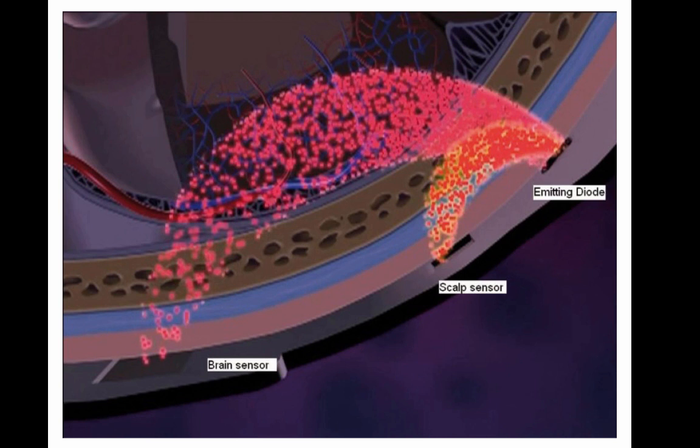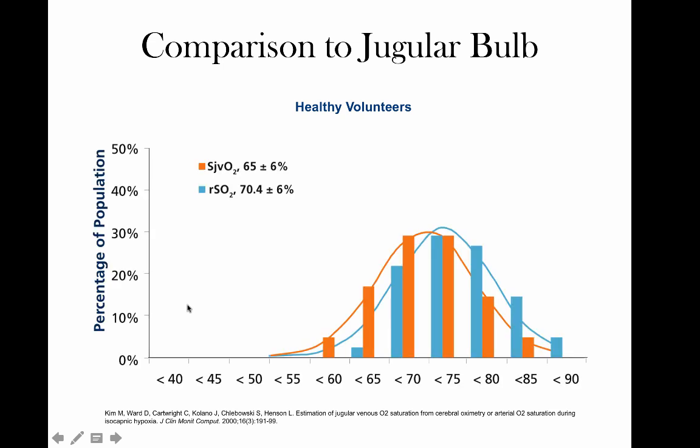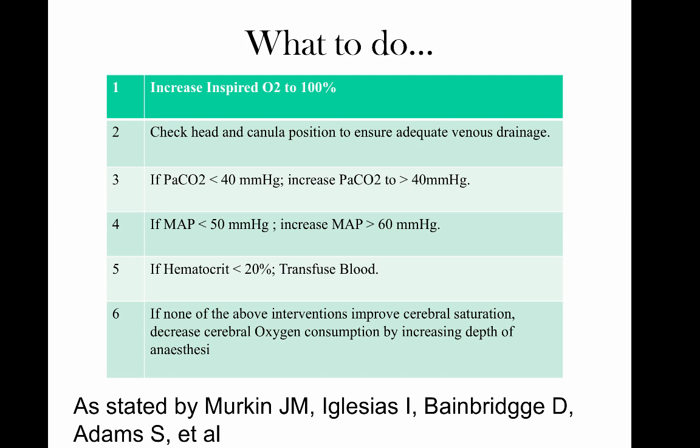And you can see how in this particular device there is a shorter beam that's being detected. This can eliminate the scalp contribution, and then a second emitter that is actually penetrating to the brain. These regional saturations in the blue, you can see this is the cerebral oximetry being compared to the jugular oxygen saturation, and we see a pretty nice comparison there.